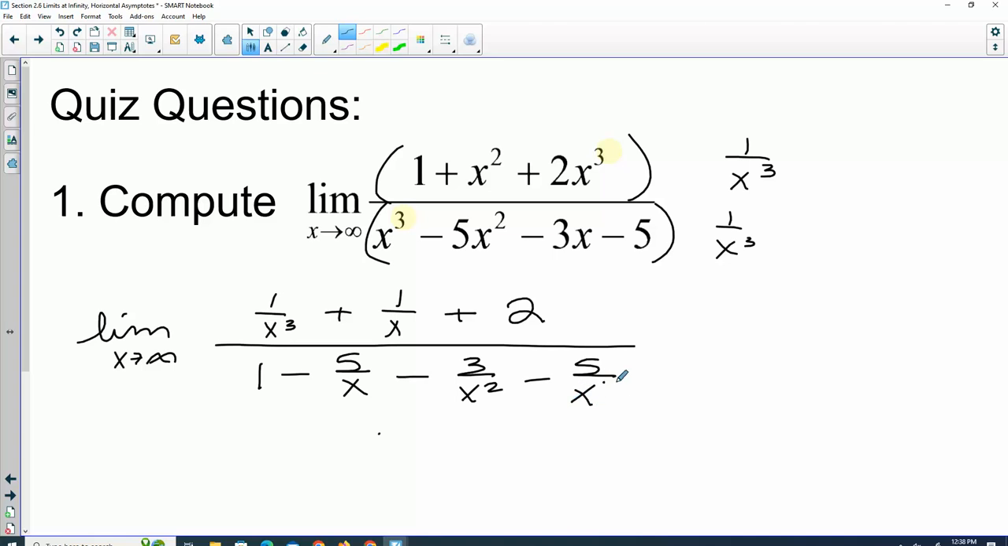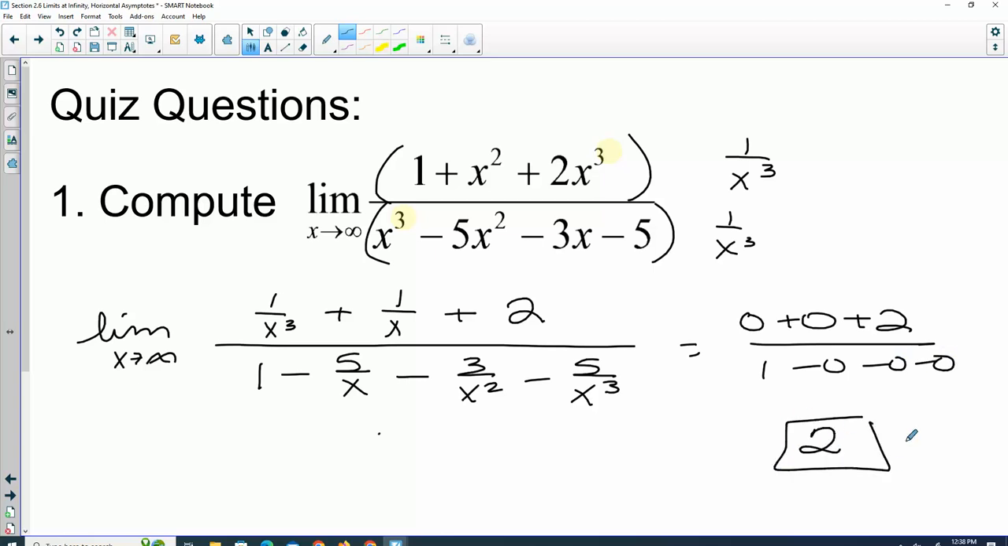I'm not showing as much work as I did yesterday. Are you guys with me here? So now we know a number over infinity turns into 0. 0 plus 2 over 1 minus 0 minus 0 minus 0. So we get 2. Oh my gosh, it's not infinity or 0. It's 2. That's crazy. Very crazy.